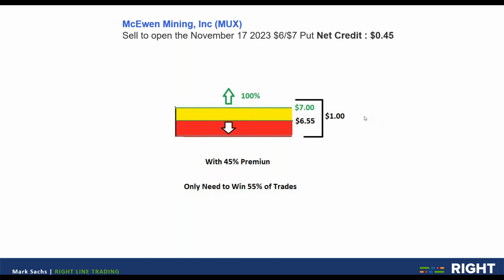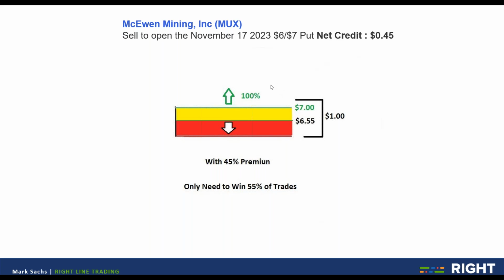Now, when you sell a credit spread and you sell the $7 put, the 50 delta, the stock only has to trade at $7 or $7.01 for you to keep 100% of the premium that you got at the outset of the trade. So you're going to keep all of the $45 that you got in your portfolio if the trade closes, or we close the trade, with McEwen Mining trading above $7.